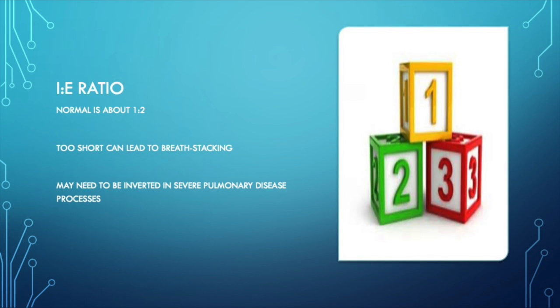I to E ratio is the relationship between inhalation and exhalation. During spontaneous breathing, the normal I to E ratio is 1 to 2, indicating that for a normal patient, the exhalation time is about twice as long as the inhalation time. If exhalation time is too short, breath stacking can occur, resulting in an increase in end expiratory pressure called auto-PEEP or intrinsic PEEP. Depending on disease processes, the I to E ratio can be changed to improve ventilation, and in rare cases, such as ARDS, may need to be inverted.